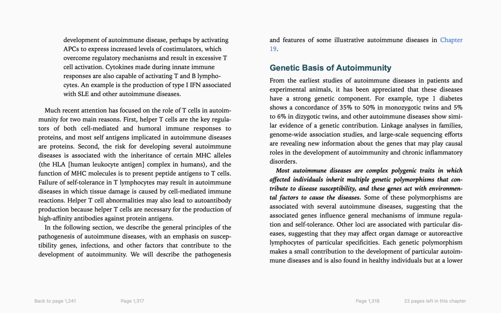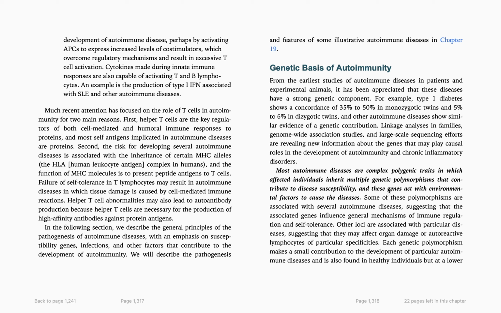Failure of self-tolerance in T lymphocytes may result in autoimmune disease in which tissue damage is caused by cell-mediated immune reactions. Helper T cell abnormalities may also lead to autoantibody production because helper T cells are necessary for the production of high-affinity antibodies against protein antigens. In the following section, we will describe the general principles of the pathogenesis of autoimmune disease with an emphasis on susceptibility genes, infection, and other factors that contribute to the development of autoimmunity. We will describe the pathogenesis and features of some illustrative autoimmune diseases in Chapter 19.